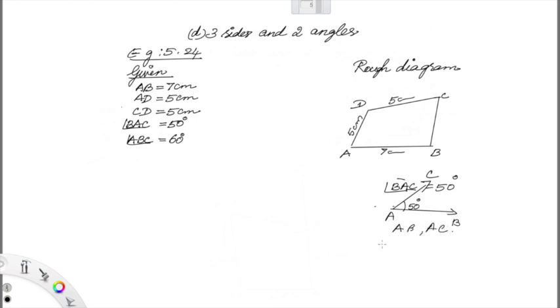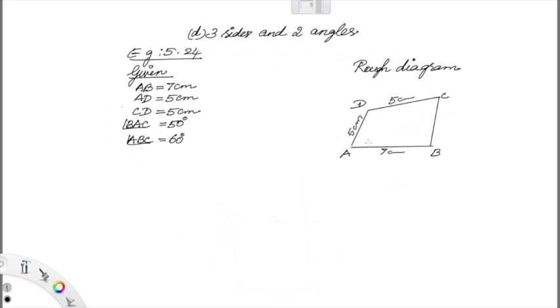And coming to the next one, it is angle ABC is equal to 60 degree. And now here, what are the rays? It is BA and BC. Right? The 60 degree angle lies between BA and BC. Are you clear?